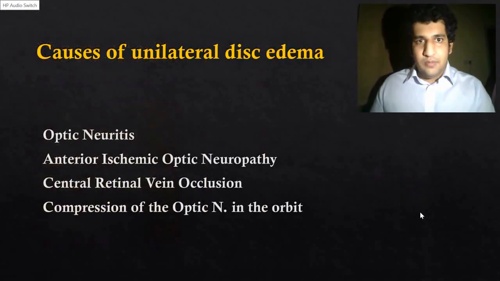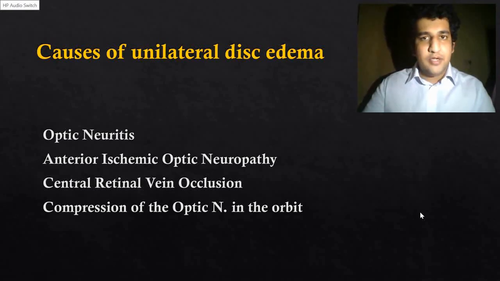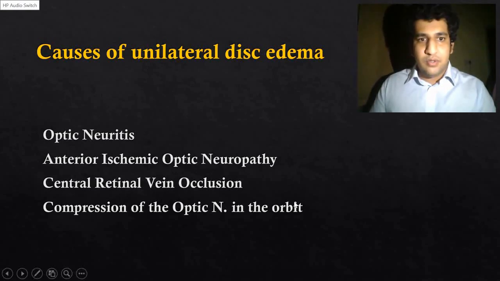Okay, so now papilledema is disc edema due to raised intracranial pressure. What are the other causes of disc edema? So most commonly and typically what you have is optic neuritis. You have AION, anterior ischemic optic neuropathy. You have central retinal vein occlusion, and you have any kind of compressive pathology in the orbit. Why have I specified in the orbit? Because typically compressive pathologies or tumors in the optic canal and intracranial tumors will not cause disc edema. Okay, they usually would cause disc atrophy, optic atrophy.